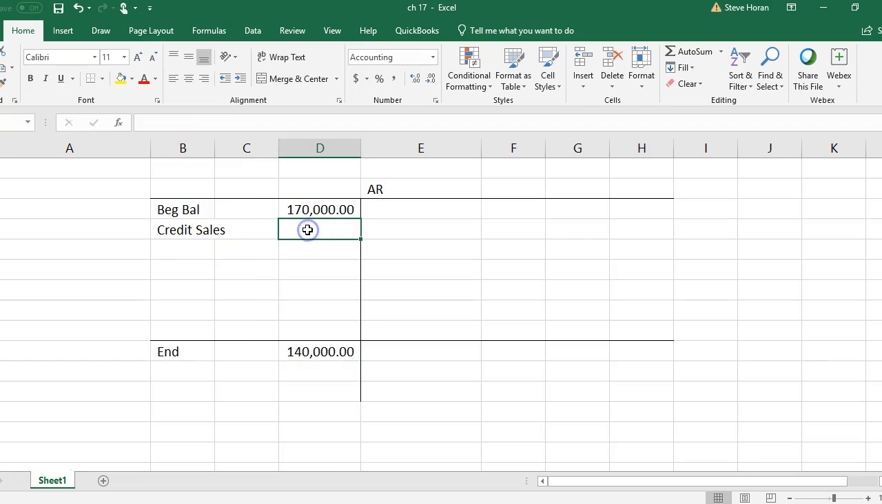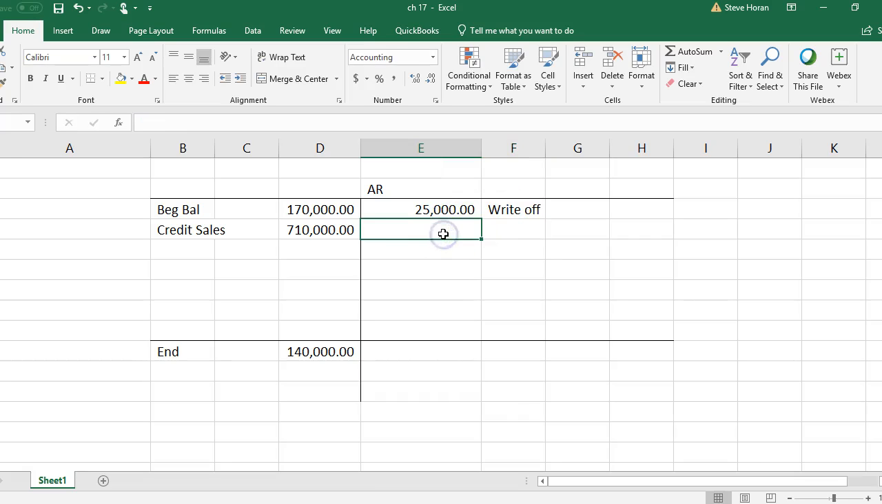So remember, every time I make a sale on account, I debit receivable, credit sales revenue. So this is my debit to receivable of $710. And let's think of the credits. Well, we know we did a write-off. Anytime you do a write-off, that's a credit to AR. Okay, so there's a write-off that happened.